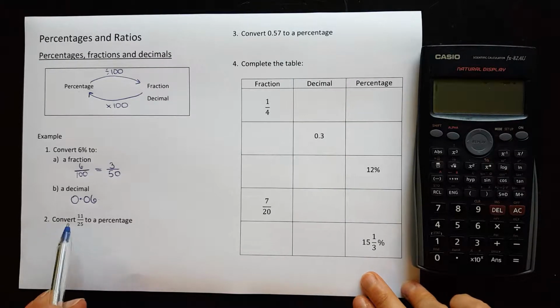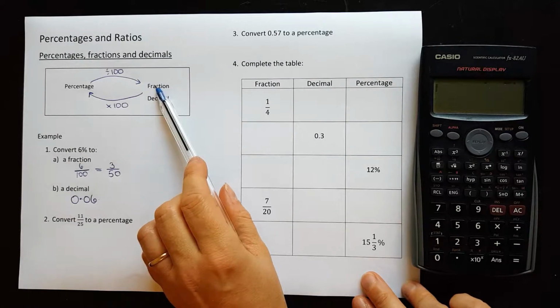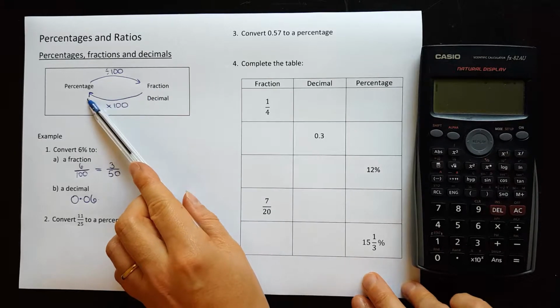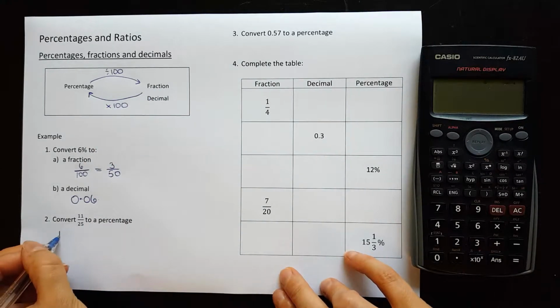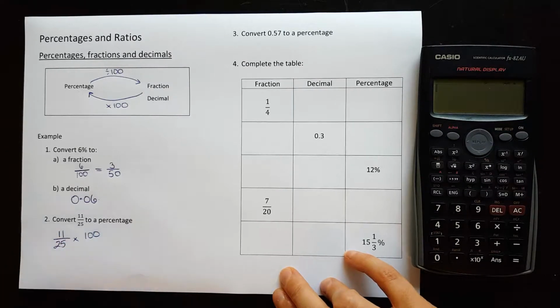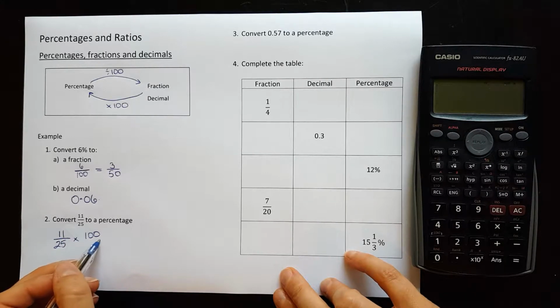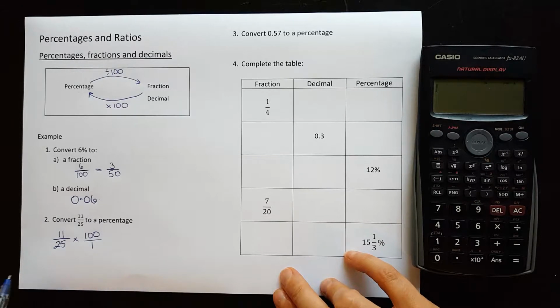Question 2: convert 11 out of 25 to a percentage. This time we have a fraction and I want to go to a percentage. Fraction to a percentage means we multiply by 100. So all I have to write down is 11 over 25 multiplied by 100. You could do this with the calculator, or it is also good practice to be able to do these things without a calculator. So if I wanted to do this without a calculator, I would put this 100 over 1, because that doesn't change the value, it's just making that a fraction as well.